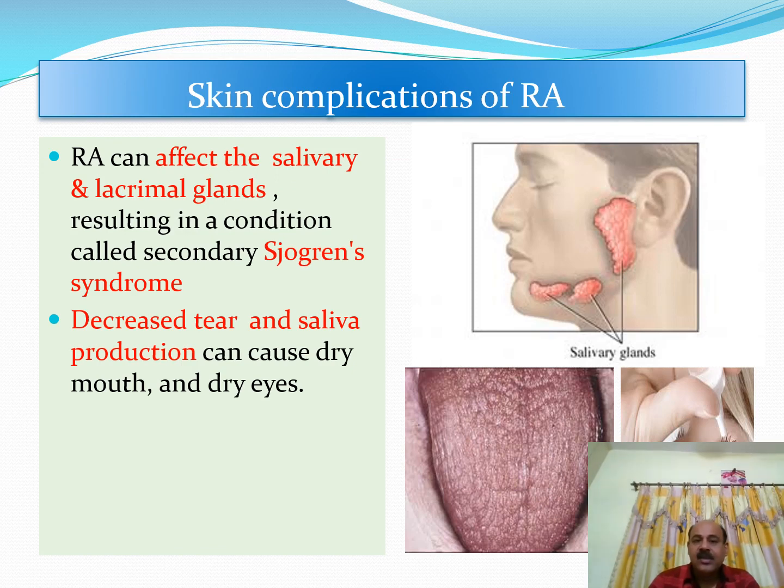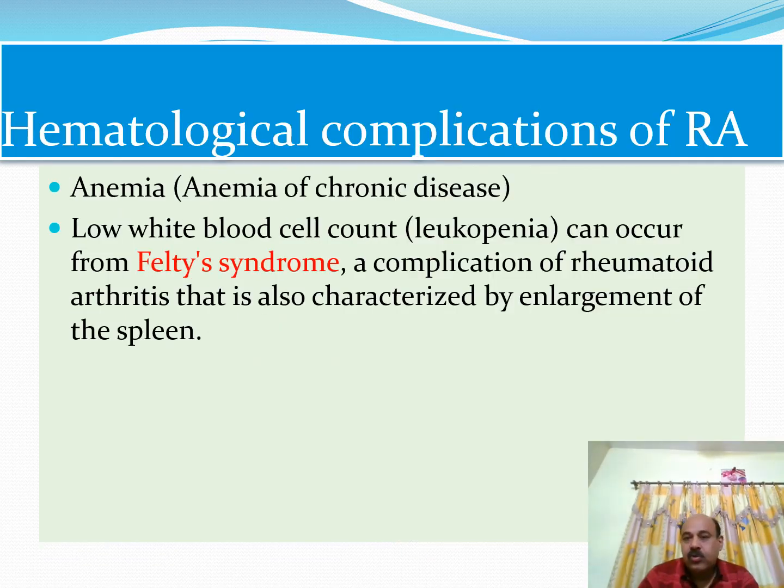Other complications are when the salivary glands and lacrimal glands are affected. That results in reduced secretions from the salivary and lacrimal glands, resulting in decreased tears and saliva. That's why the eyes may become dry, the tongue and buccal mucosa may become very dry, and this is called Sjogren syndrome. Hematological complication of RA includes anemia.